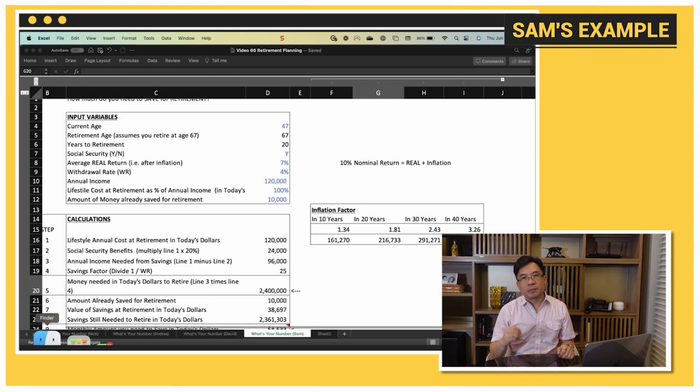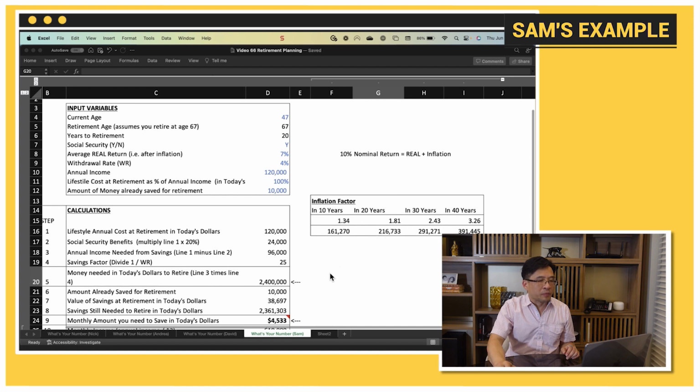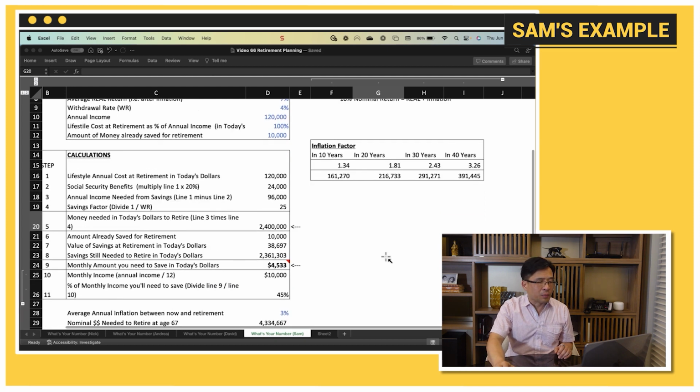Now let's look at Sam, our last example. She is 47 years old. That means that she has 20 years left to get to retirement. She's making $120,000, but she only has $10,000 saved. She's starting to stash away for retirement. Now let's see how her numbers look. Her number, the money that she needs to have, is $2.4 million. That means that she would need to save from now on $4,533 each month for the next 20 years. That is around 45% of her monthly income.